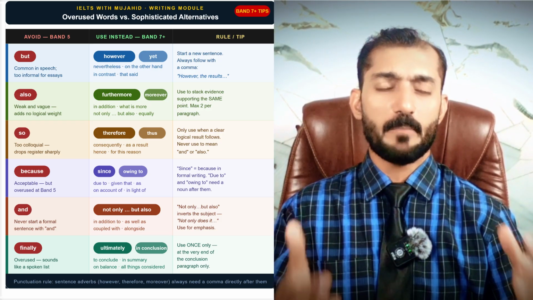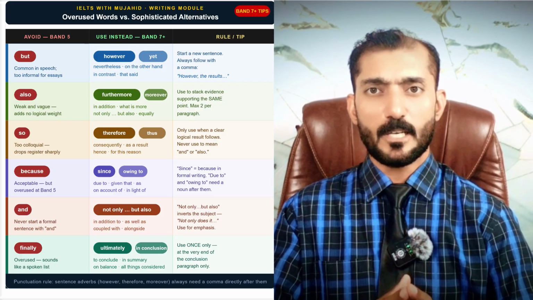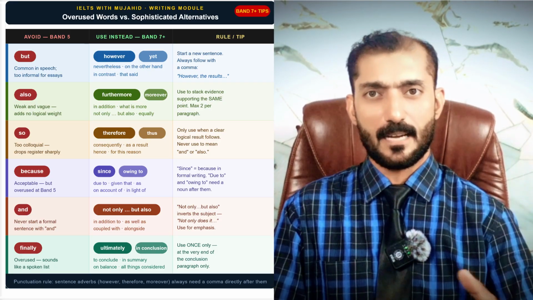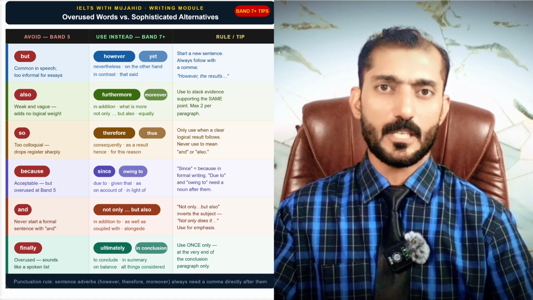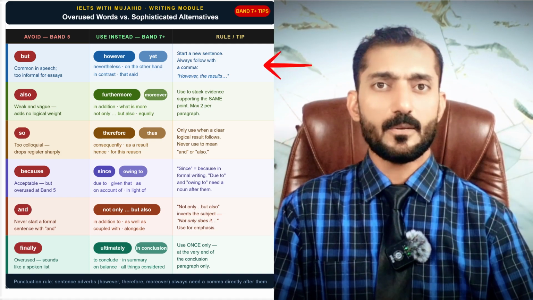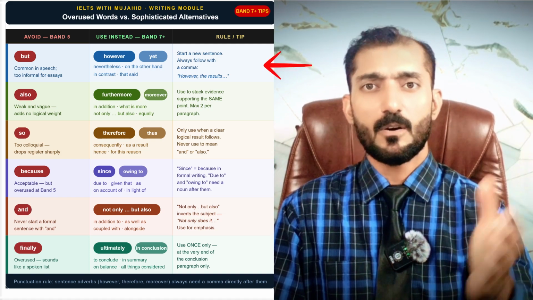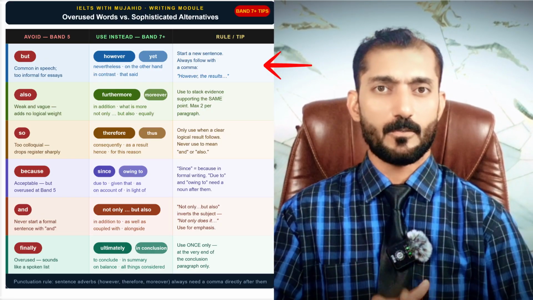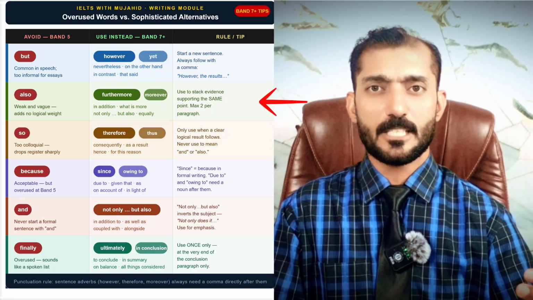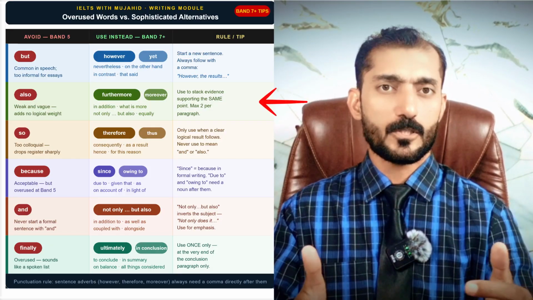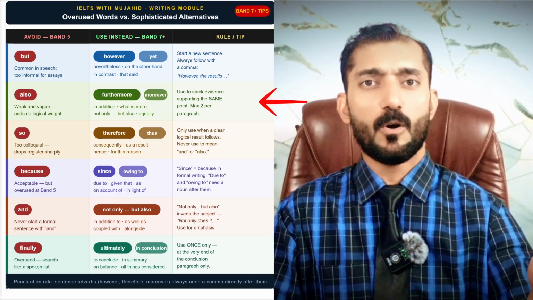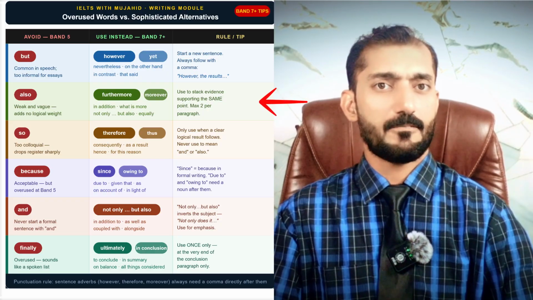When you are aiming for the band 7 plus score, your word choice is crucial. You have to move away from basic connectors. So instead of using but, start your sentences with however or nevertheless. Just remember to add a comma afterward. For adding information, swap also for furthermore or in addition to sound more formal in your paragraphs.